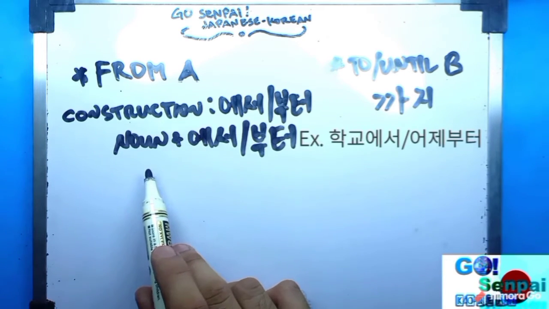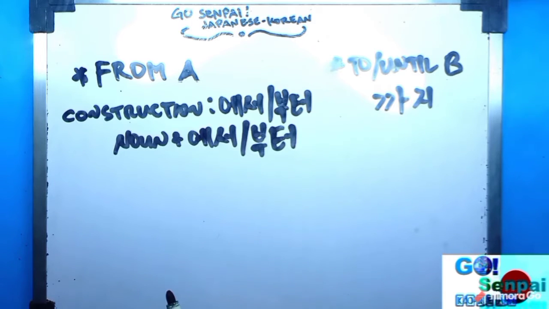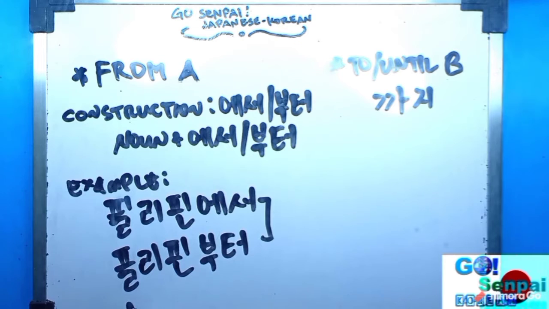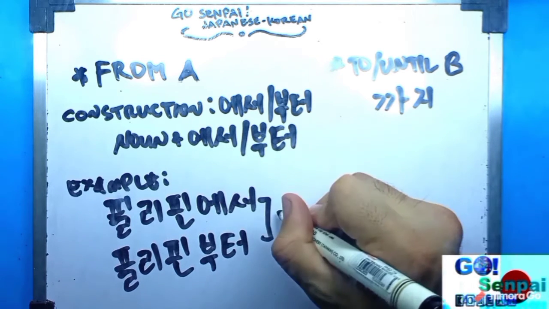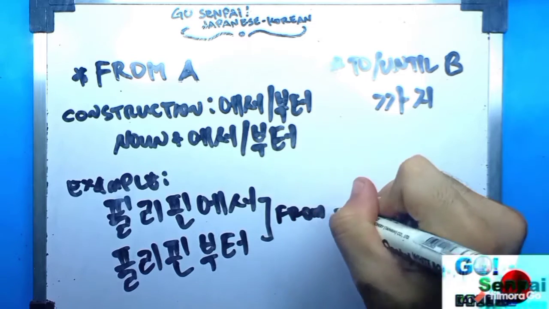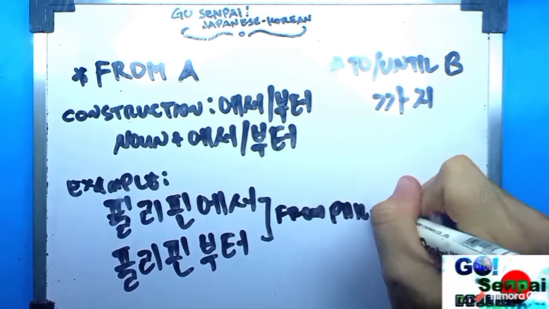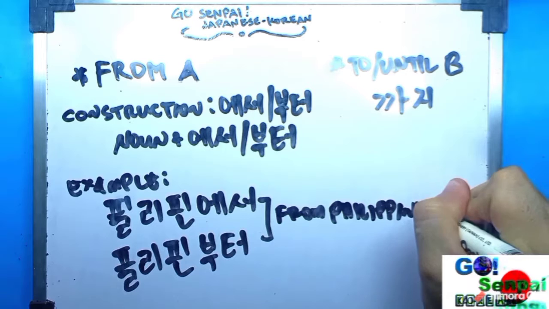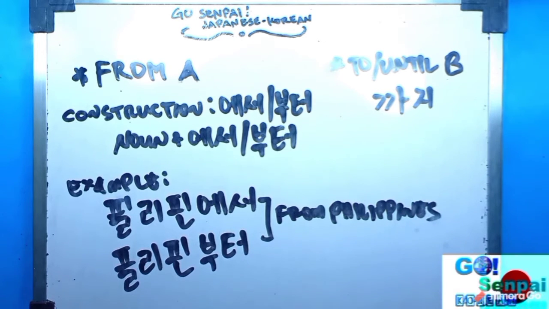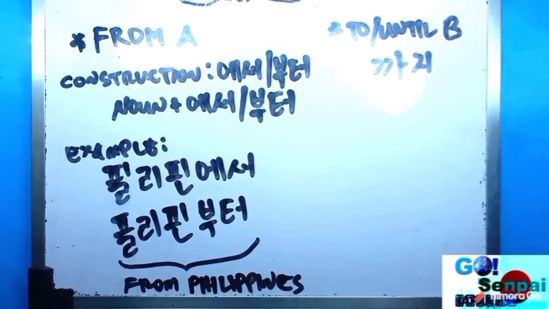Okay, so let's have some example for easy understanding. Okay, so Philippine eso and Philippine buto. So these two examples both mean from Philippines in English. As I said, you can use buto to mean from also. Okay, so another example.